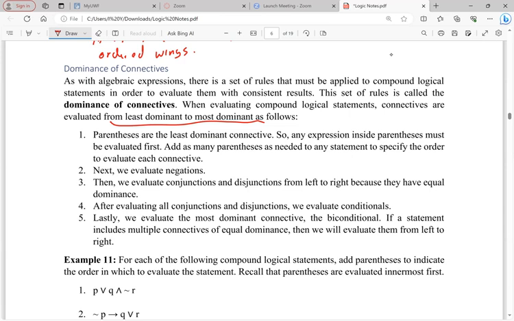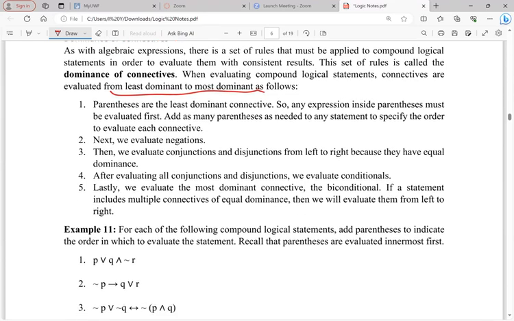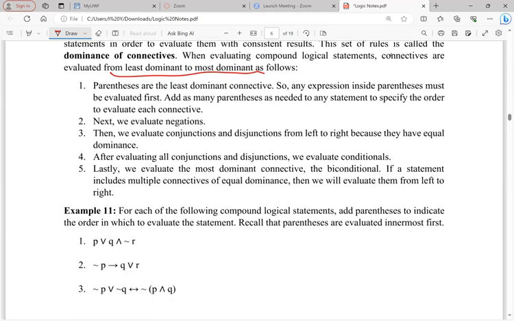Add as many parentheses as needed to any statement to specify the order to evaluate each connective. Next we evaluate negations. Then we evaluate conjunctions and disjunctions from left to right because they have equal dominance. After evaluating all conjunctions and disjunctions, we evaluate the conditionals. And lastly, we evaluate the most dominant connective, the biconditional. If a statement includes multiple connectives of equal dominance, then we will evaluate them from left to right.